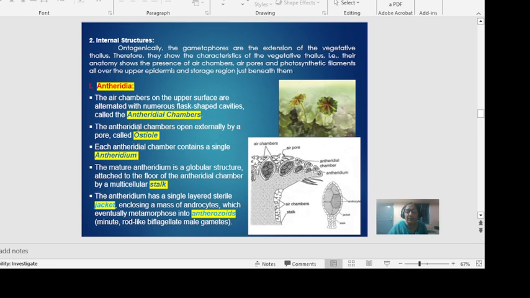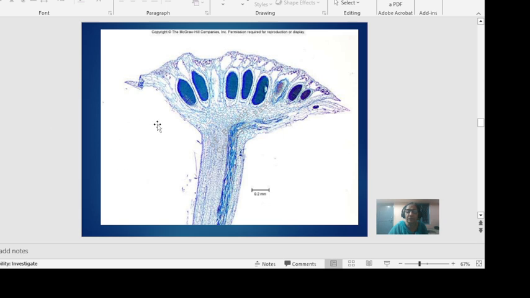This antheridia has antheridial chambers inside, which open exteriorly by an ostiole, and each chamber contains a single antheridium. This mature antheridium is globular with a head and a stalk, and it has a single layered sterile jacket enclosing a mass of androcytes which metamorphose into antherozoids. So this is the structure of the antheridium.